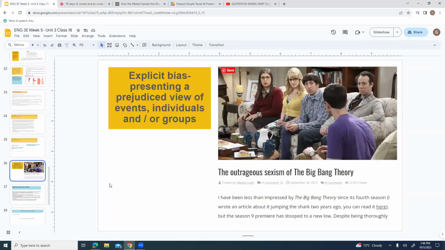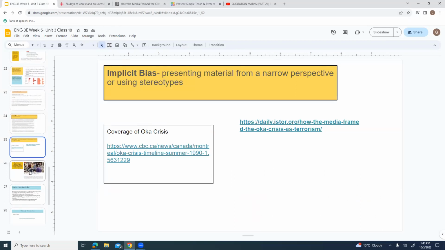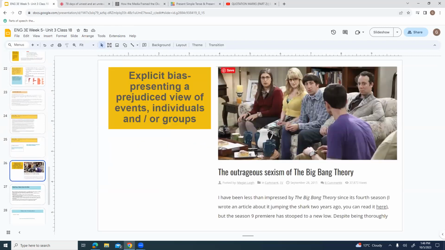Explicit bias. That's presenting a prejudiced view of events, individuals, or groups. These are, again, really similar, okay? The narrow perspective and using stereotypes pretty much go along with prejudiced views of events, individuals, or groups.